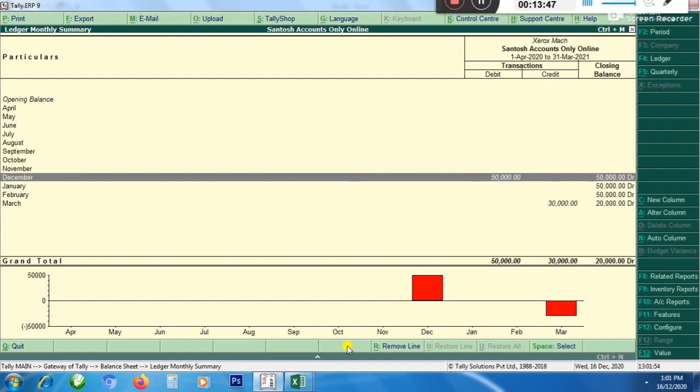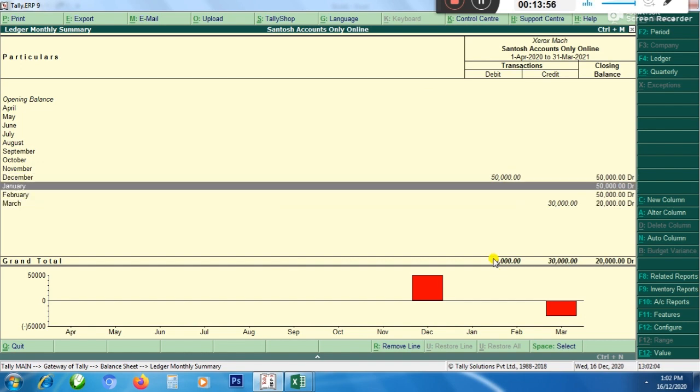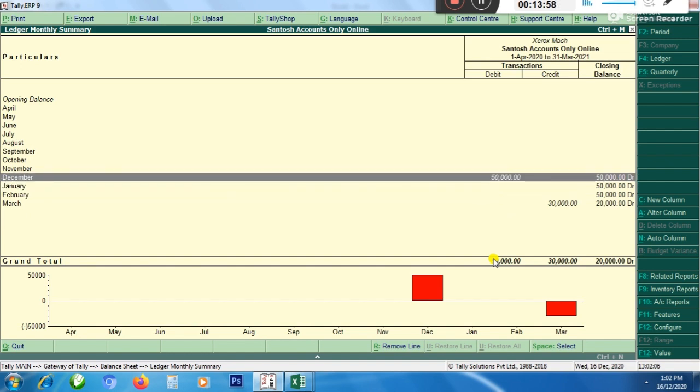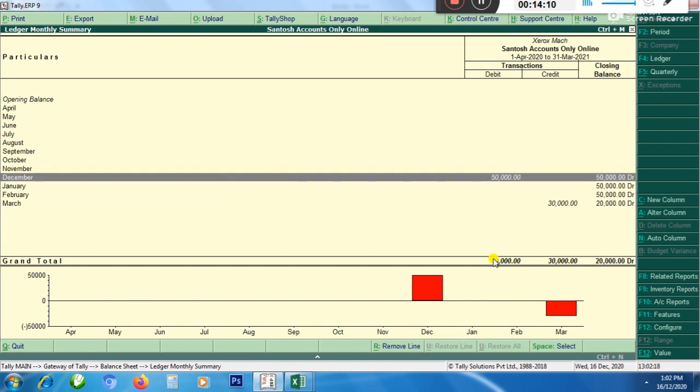Remember, whatever Xerox machine was there, we have already sold that. That Xerox machine is not there with us. To find out the depreciation, first of all, that asset should be there in the business. But the Xerox machine is sold, so we have to find out whether it is a profit or a loss. We purchased for 50,000 and sold it for 30,000, so 20,000 is a loss on the sale of this asset.